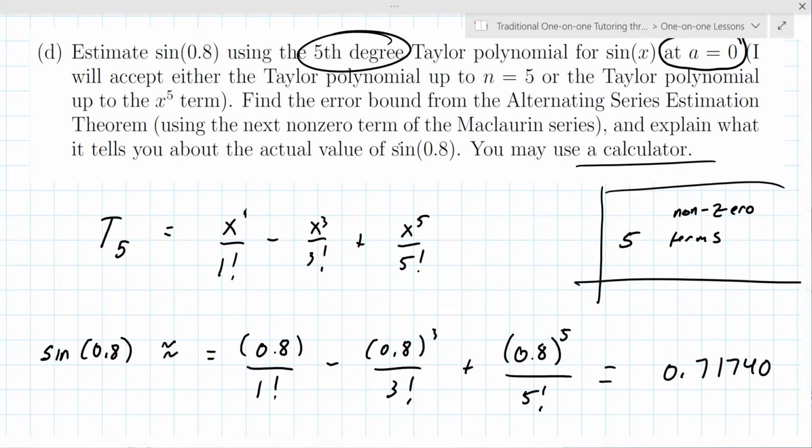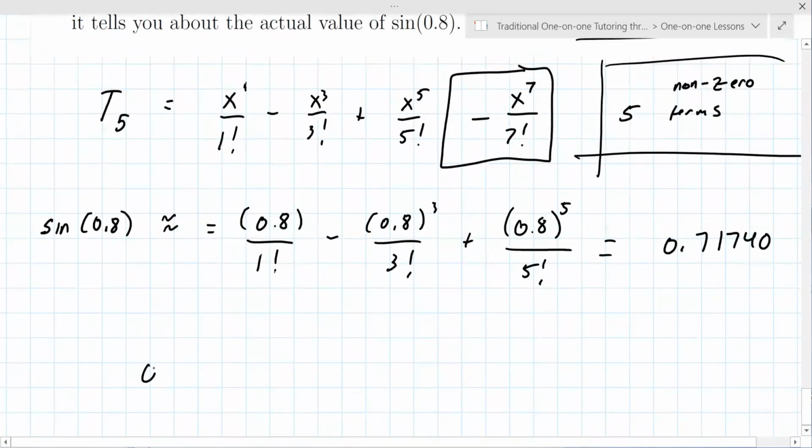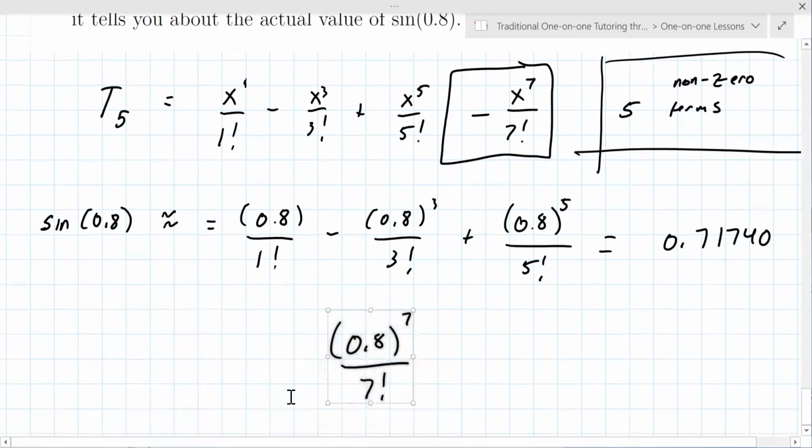Find the error bound from the alternating series using the next non-zero term. Okay, so the next non-zero term is the minus x to the 7th over 7 factorial. So I believe you put 0.8 to the power of 7 over 7 factorial, and your error is less than this right here. Your error is less than or equal to, they put absolute value because you could see here it's negative.